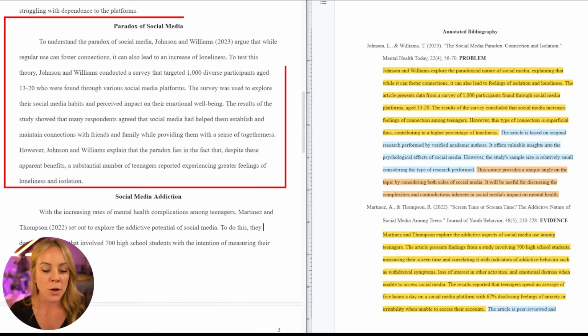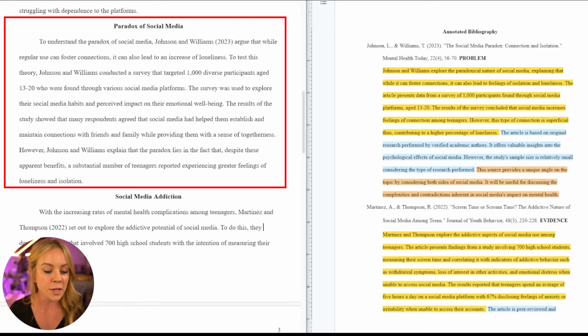To understand the paradox of social media, Johnson and Williams argue that while regular use can foster connections, it can also lead to an increase of loneliness. To test this theory, Johnson and Williams conducted a study that targeted 1,000 diverse participants aged 13 to 20 who were found through various social media platforms. The survey was used to explore their social media habits and perceived impact on their emotional well-being.